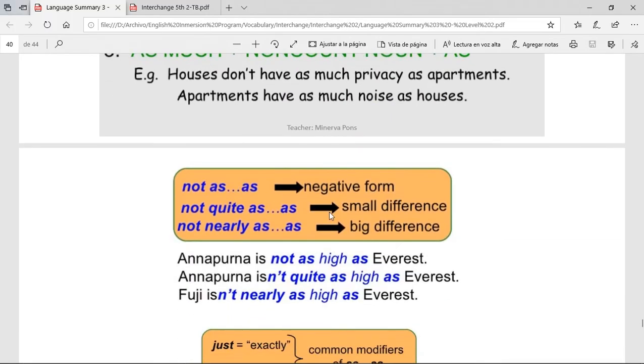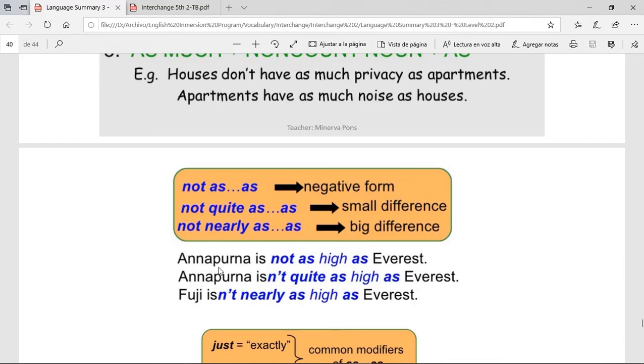So here we have 3 different ways to say some things in the negative. We have the negative form, saying that the comparison is not as this. We have a small difference and a big difference. For this, we have not as good as him, for example; not quite as good as him for a small difference, and not nearly as good as him for a big difference. If you use not nearly, that is a really big difference.